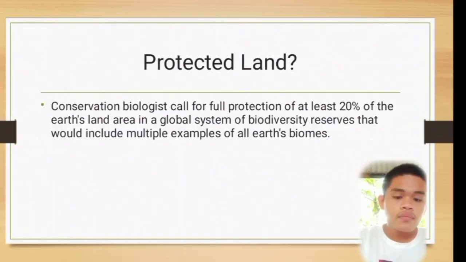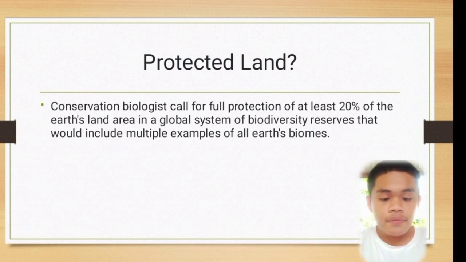Protect land. Conservation biologists call for full protection of at least 20% of the Earth's land area in a global system of biodiversity reserves that would include multiple examples of the Earth's biomes.